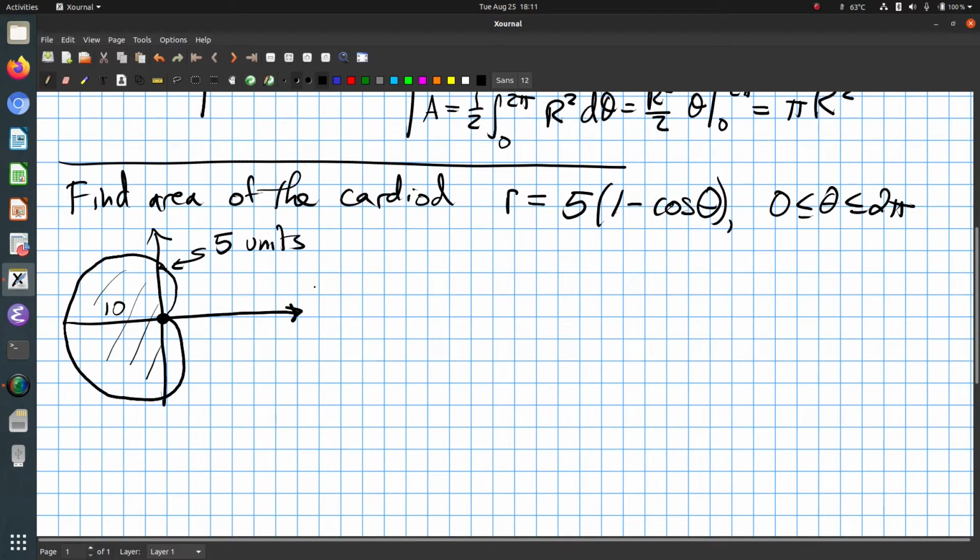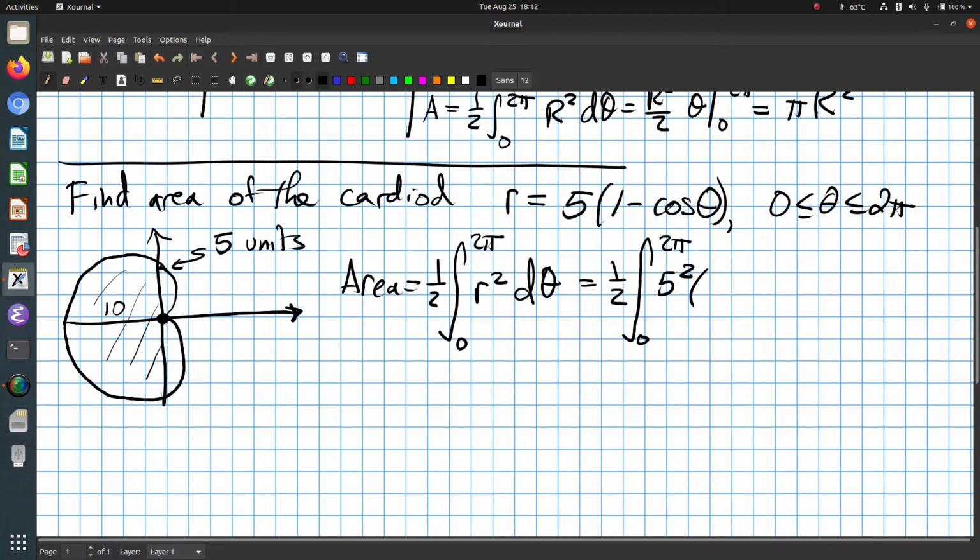Okay, well, let's use the formula. The area is one half the integral from 0 to 2 pi of r squared d theta, which is the integral from 0 to 2 pi of 5 squared times (1 minus cosine of theta) squared d theta. So that means my area then is 25 over 2, integral from 0 to 2 pi. Let's multiply out the contents here.